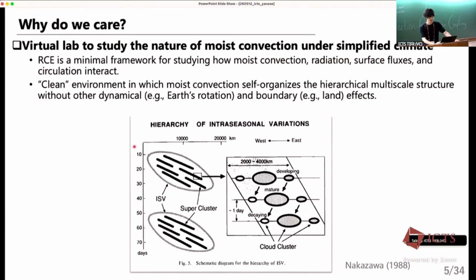This is a schematic figure from Nakazawa 1988, who reported hierarchical structures of intraseasonal variation. There is a hierarchy from the large-scale intraseasonal variation, and inside it there are superclusters and cloud clusters within them, which also consist of small-scale convective elements. RCE and the real tropical atmosphere are a bit different, but we hope that the basic physics of the large-scale structures, associated with the interaction between moist convection and the large-scale process, can be studied in RCE.